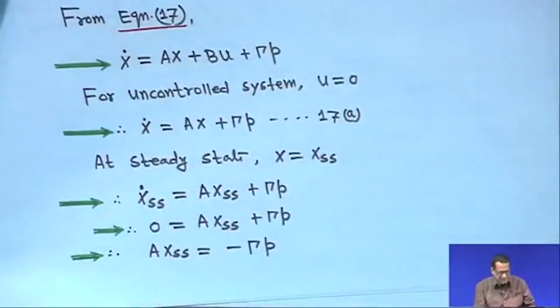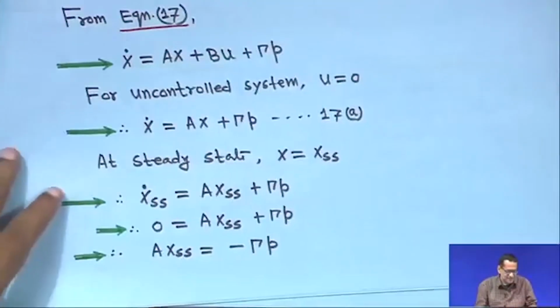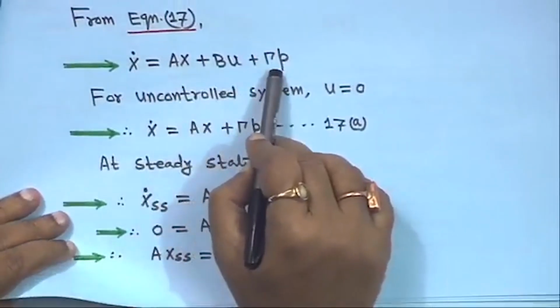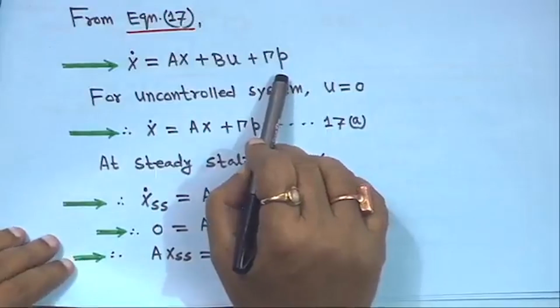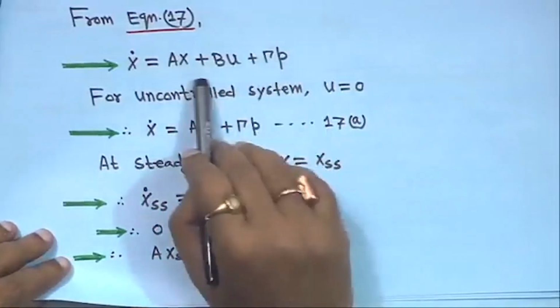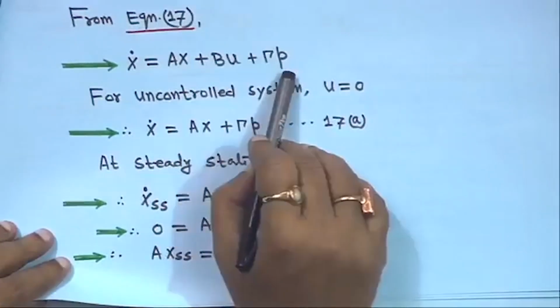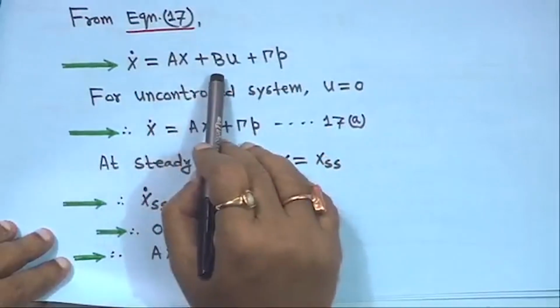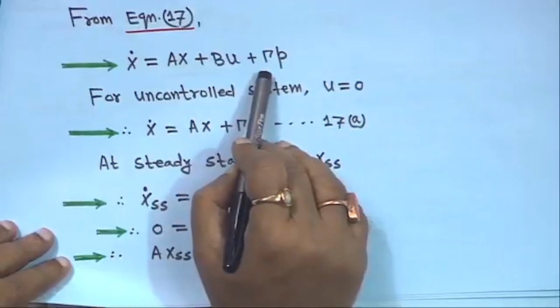So, next is that x dot is equal to Ax plus Bu plus gamma p. We have seen this state space analysis, all these equations, A, B, gamma, right. As I told you, A is the state transition matrix, B is the control transition matrix and gamma is the disturbance transition matrix.